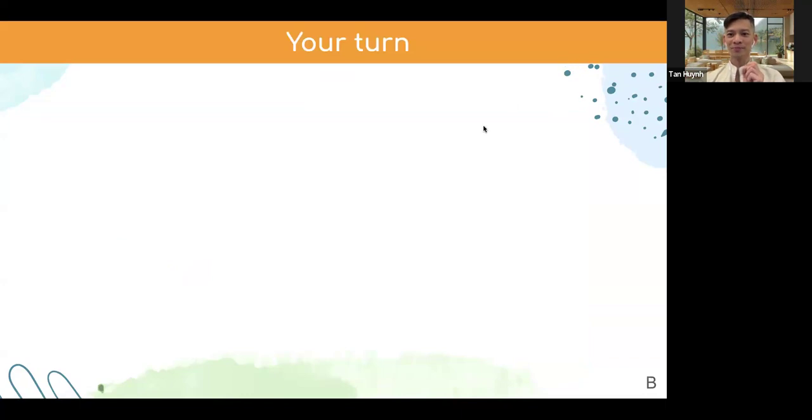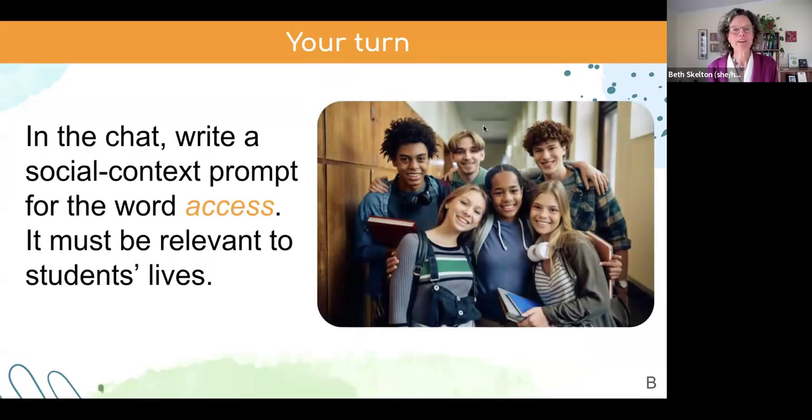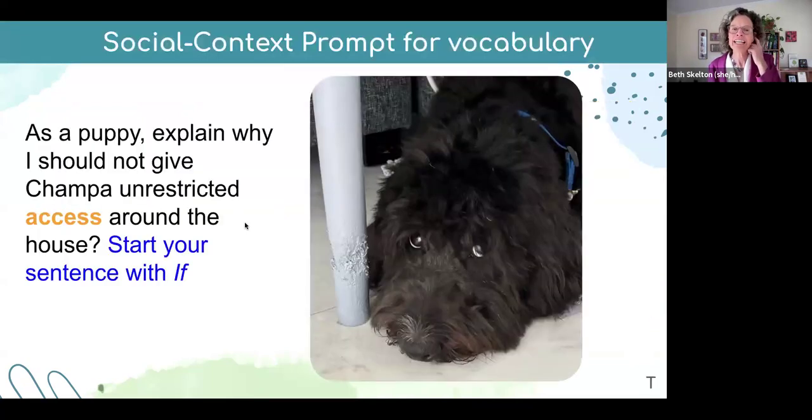Your turn. So if you think about the word access, could you think of a prompt for your students that you could give them that would have them use the word access? So the word access has to be in the prompt, but also in their answer. So depending on your grade level and the level of your students, it could be a simple sentence structure, or as Tan has, it's an explain why he should not give access and starting with if.